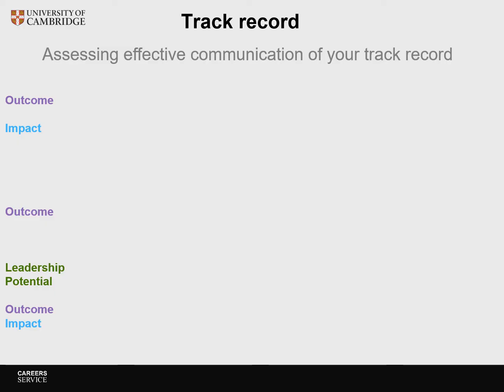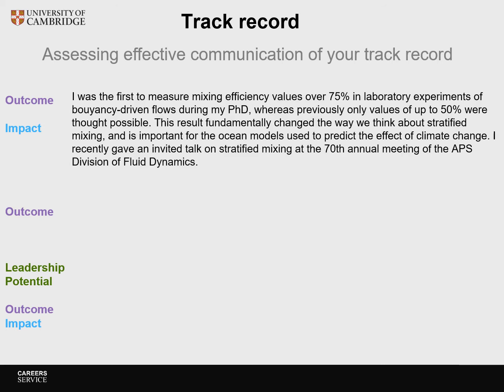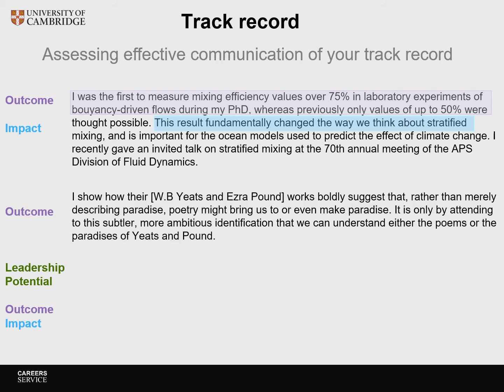So what do you include in terms of track record? People include the main outcomes of the research from PhD onwards, impact in their field, notable research breakthroughs, publications, prizes and awards, invited talks, any funding you've secured, collaborations you've initiated, and other evidence of the fact that you're an emerging leader. So I'm going to show you some examples here and highlight where I think they're showing outcome, impact, or leadership potential.